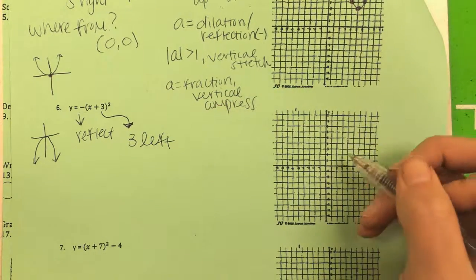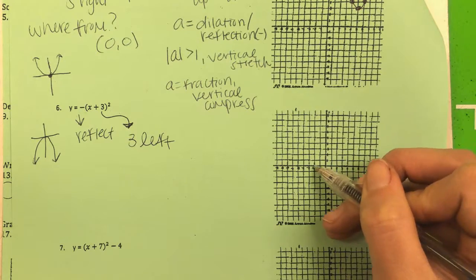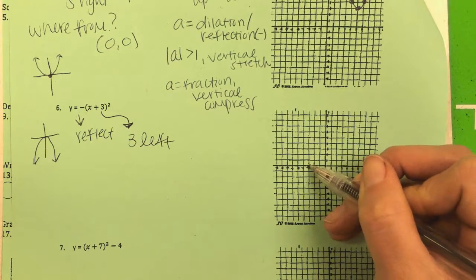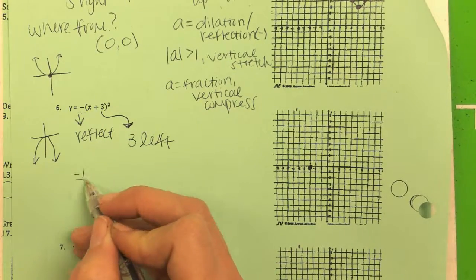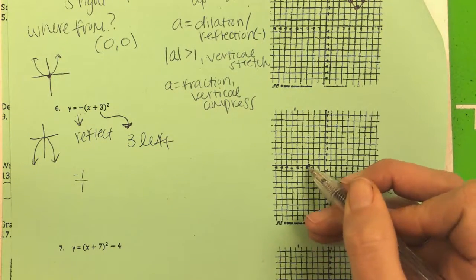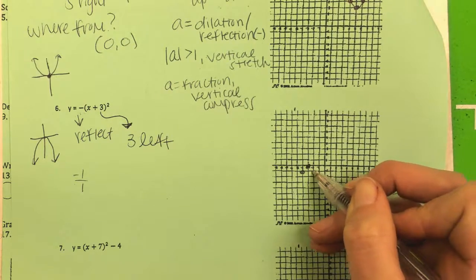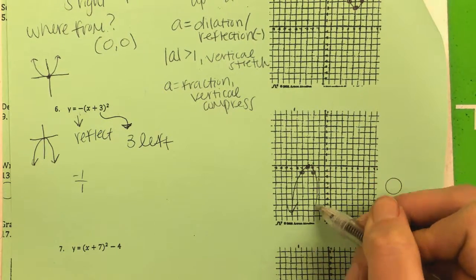So we start from 0, 0. We go 3 left: 1, 2, 3. Draw our dot. And now our slope is negative 1 over 1 because of the negative out front. So we go down 1 over 1, make it symmetrical, and draw your parabola.